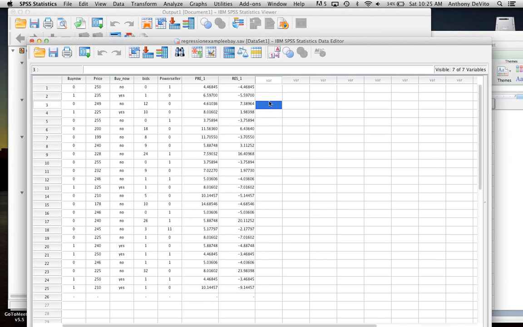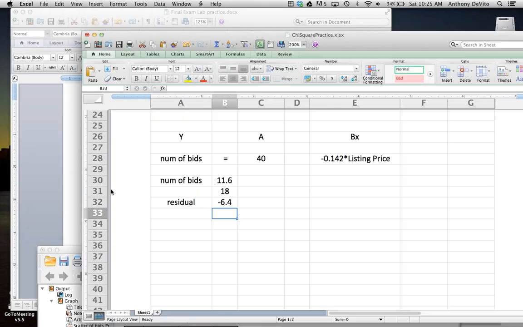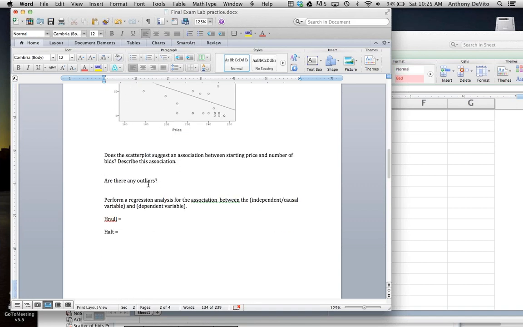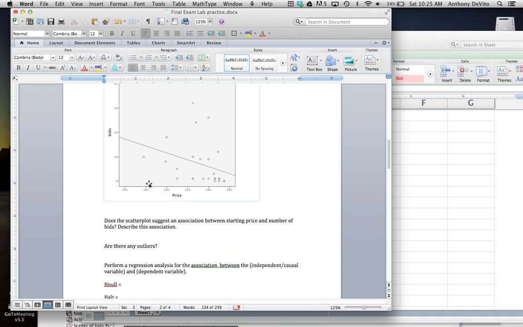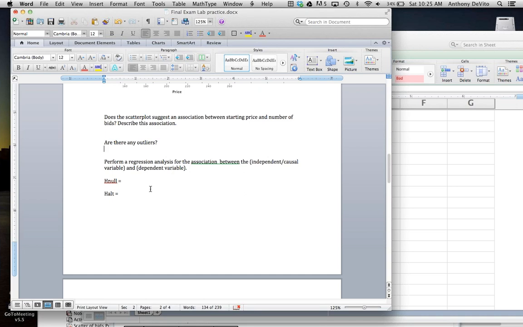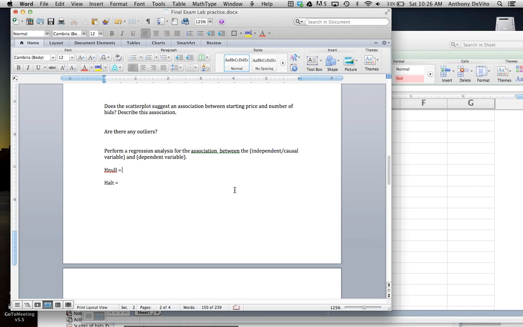Okay. So let's go back to our document and see what we got asked, just to make sure we covered all the bases. Okay, are there any outliers? Well, in this particular example, we figured that might possibly be an outlier, and we identified which value it was. Perform a regression. What is our null hypothesis here? Right? Anybody want to come up with a null hypothesis for this relationship?